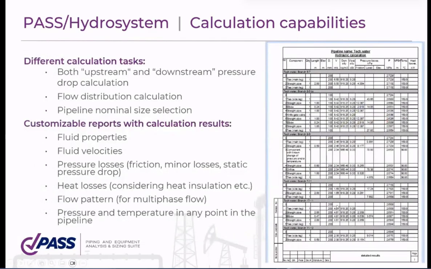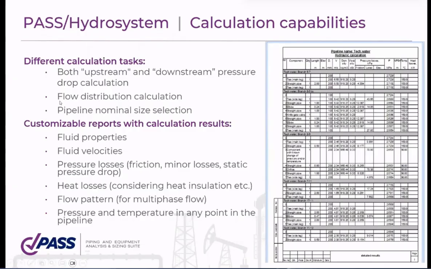In HYDROSYSTEM, you can solve different calculation tasks because hydraulic calculation is done for different tasks. For instance, we have upstream and downstream pressure drop calculations. If you know your inlet pressure, you can calculate what the outlet pressure will be, and vice versa. If you know your outlet pressure in your piping system, then you can calculate what the inlet pressure should be, so your fluid will come with the requirements you need.